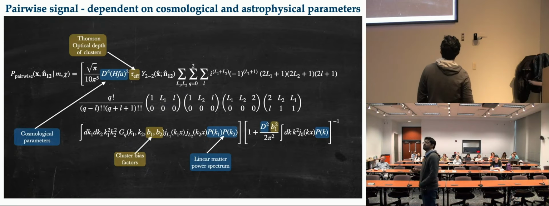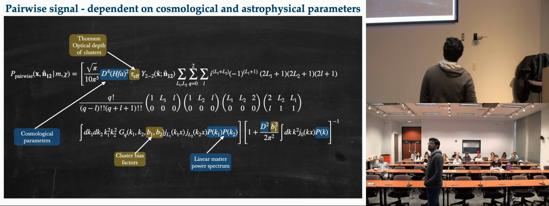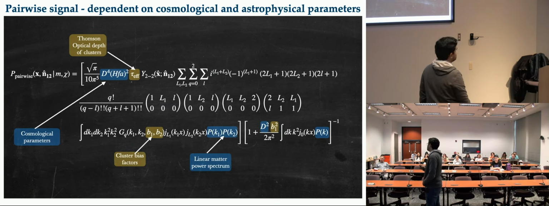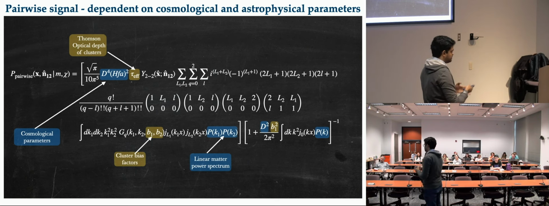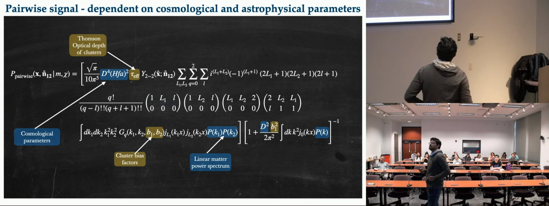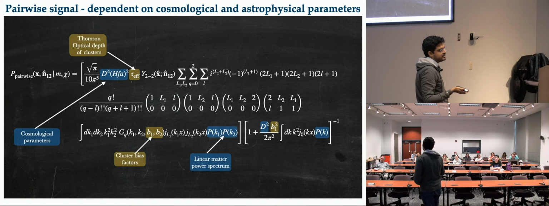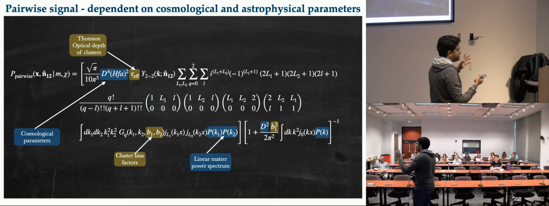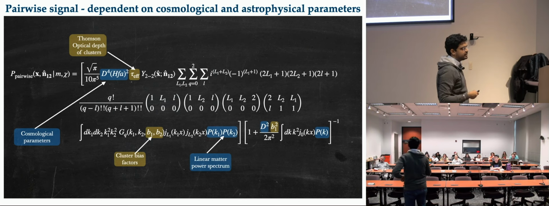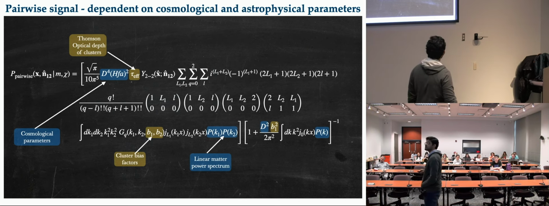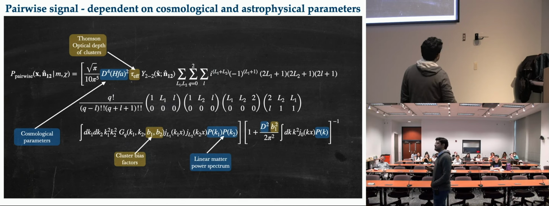So you can look at this expression. What you need is the matter power spectrum. What you need is the cluster bias factors. And what you give is the optical depth, which you can calculate given a certain mass and certain size of the cluster. And so what we have to assume here is the electron distribution inside galaxy clusters. We assume that the cosmic ratio between baryon and dark matter is still maintained in here. That is all we have to assume. Right, and the rest of the things are just geometric factors.